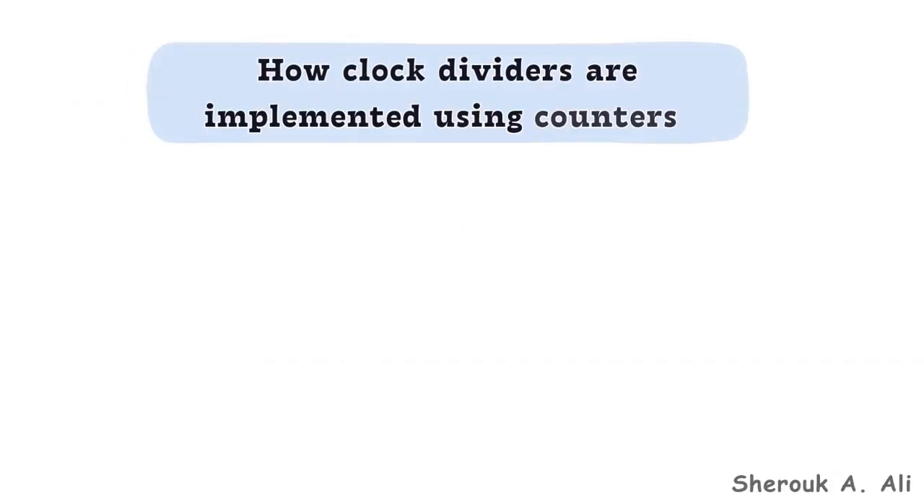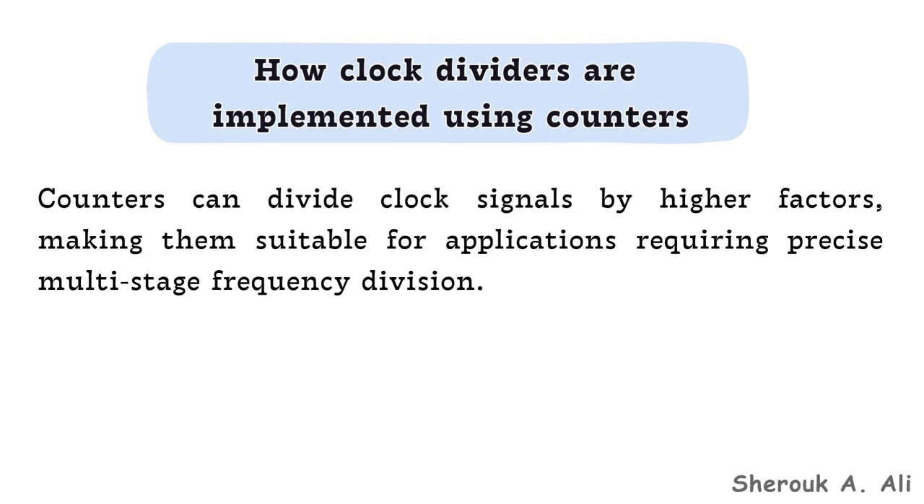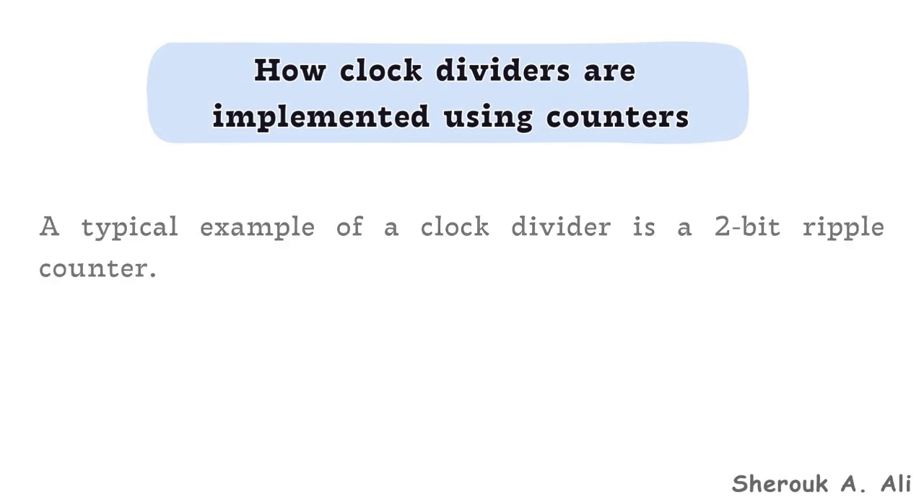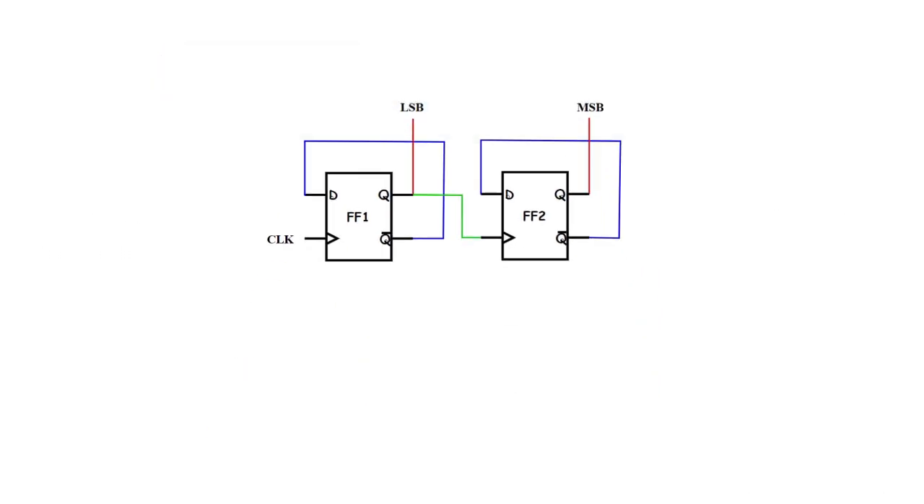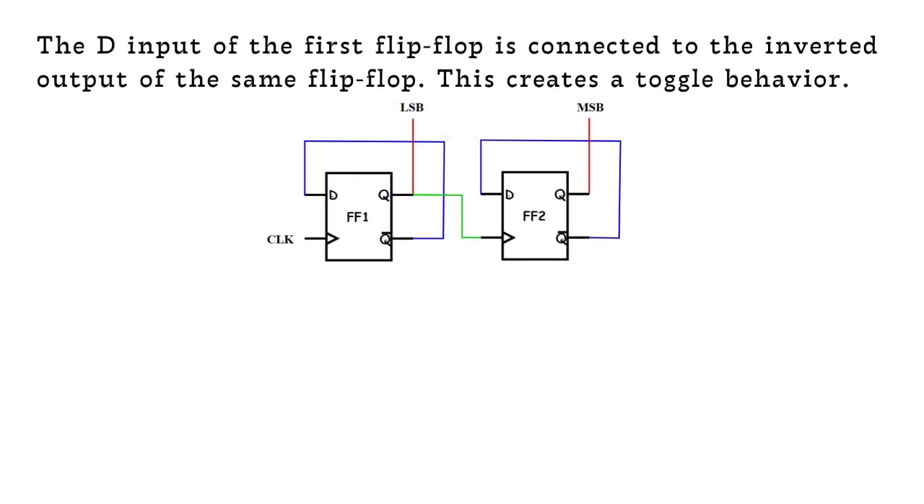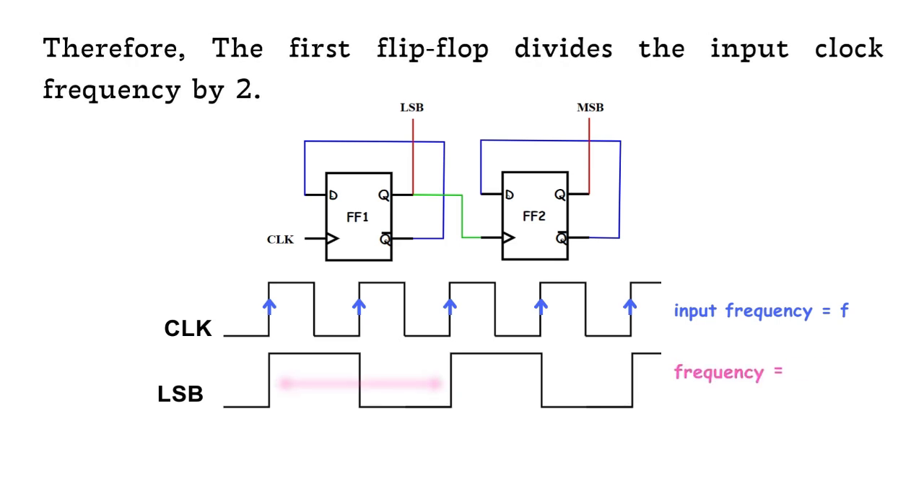Let's illustrate the idea of how clock dividers are implemented using counters. Counters can divide clock signals by higher factors, making them suitable for applications requiring precise multi-stage frequency division. A typical example of a clock divider is a 2-bit ripple counter. Let's explain. The D input of the first flip-flop is connected to the inverted output of the same flip-flop. This creates a toggle behavior. The first flip-flop toggles its output every clock cycle of the input clock signal. Therefore, the first flip-flop divides the input clock frequency by 2.